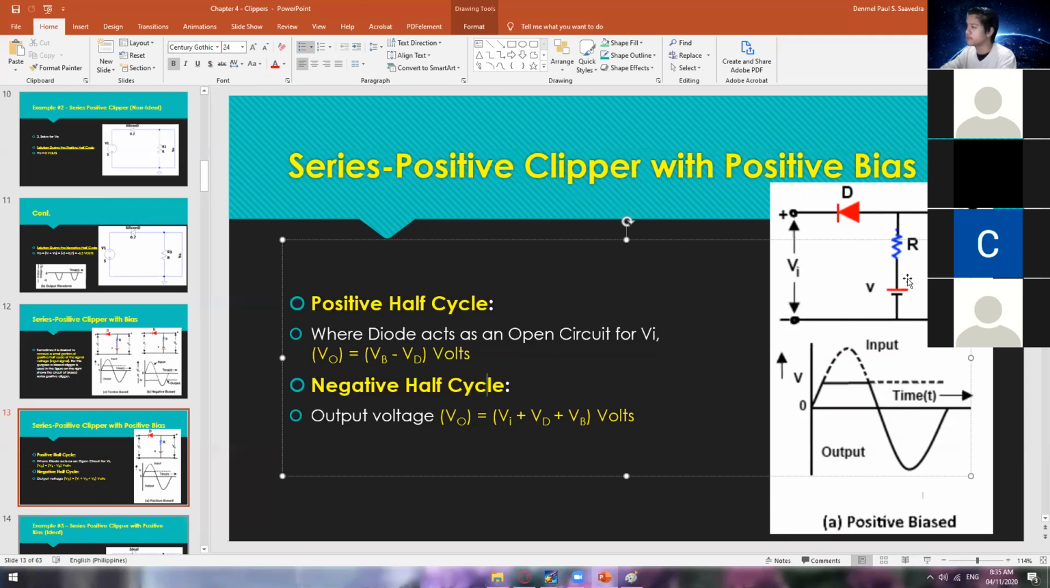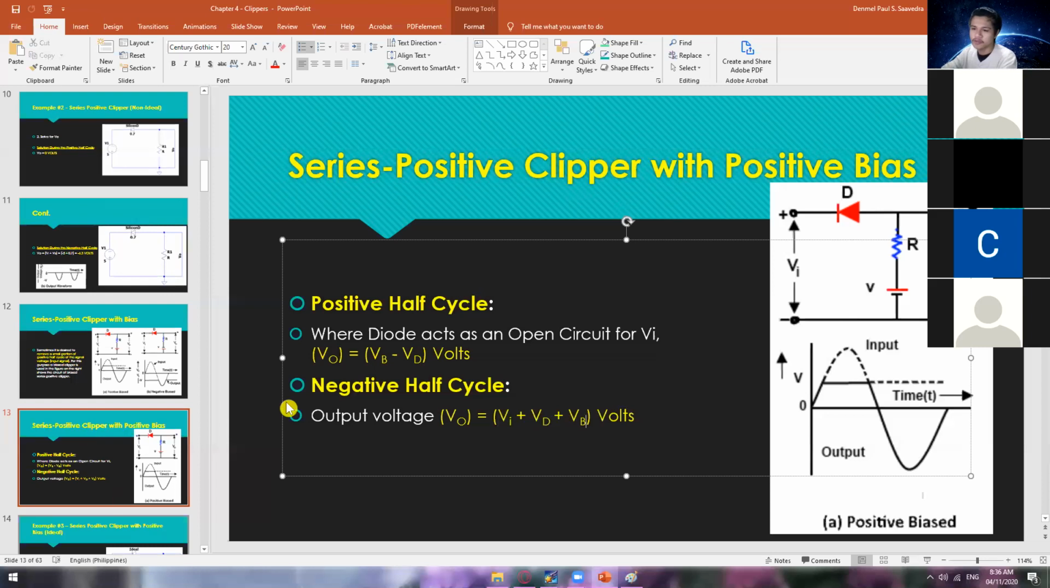So to compute for the V sub O, V sub I plus V sub D, plus V sub B. So we now have to deal with those two components instead of having the V sub I. Okay, so one for the voltage threshold and then one for the bias voltage.